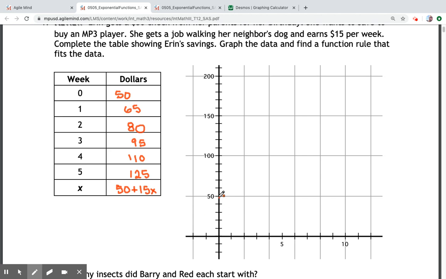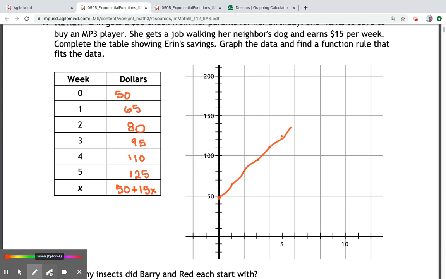So we've got 0, 50, it starts right there. At 1 week, we're up to $65. So it's 60 and 5 is going to give me a little bit more right there. 2 weeks, we're up to $80, which puts us right about there. 3 weeks puts us up to 95, about there. 4 weeks puts us up to $110, and 5 weeks puts us up to 125. So about there. And sure enough, you can see this makes a nice little line, which fits our function that we've got going on here.